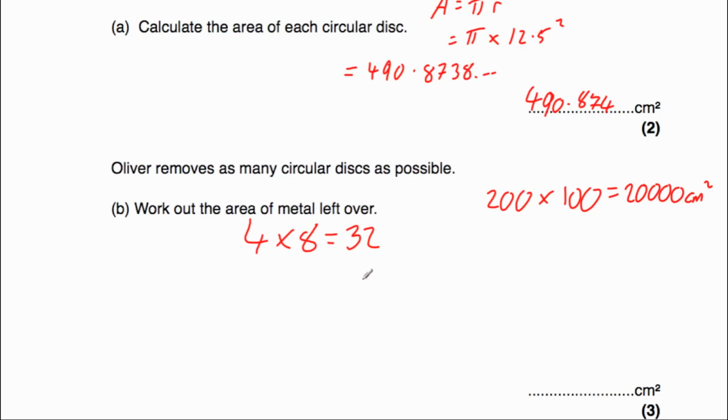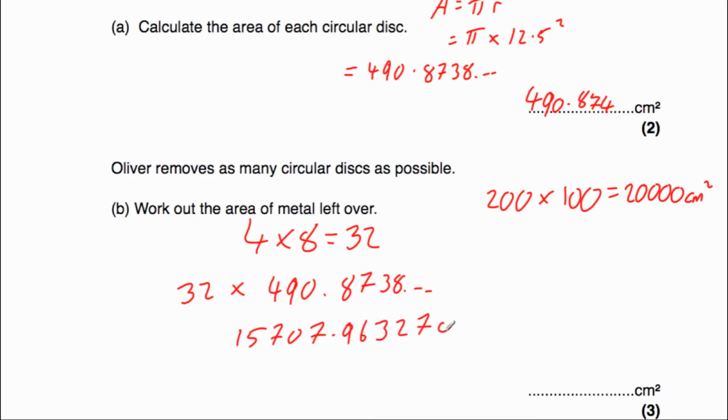I don't want to make my error bigger than what it should be, so I'm going to do 32 multiplied by 490.8738 and so on. I've still got it on my calculator display, so I can multiply that by 32 and that gives me an answer of 5,000 pi, or 15,707.96327 centimeters squared. So that's the area of circles that have been removed from the sheet of metal.